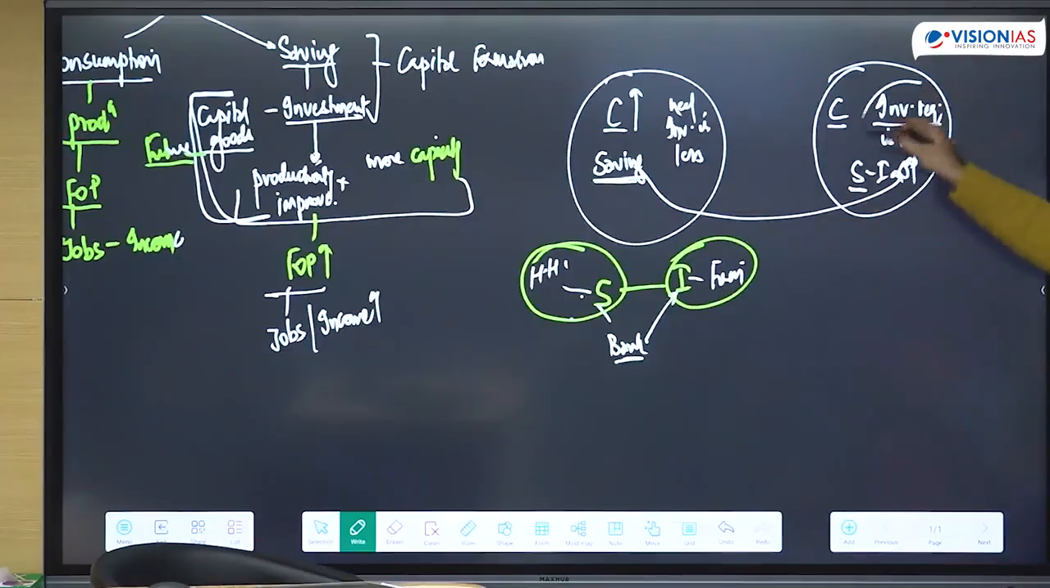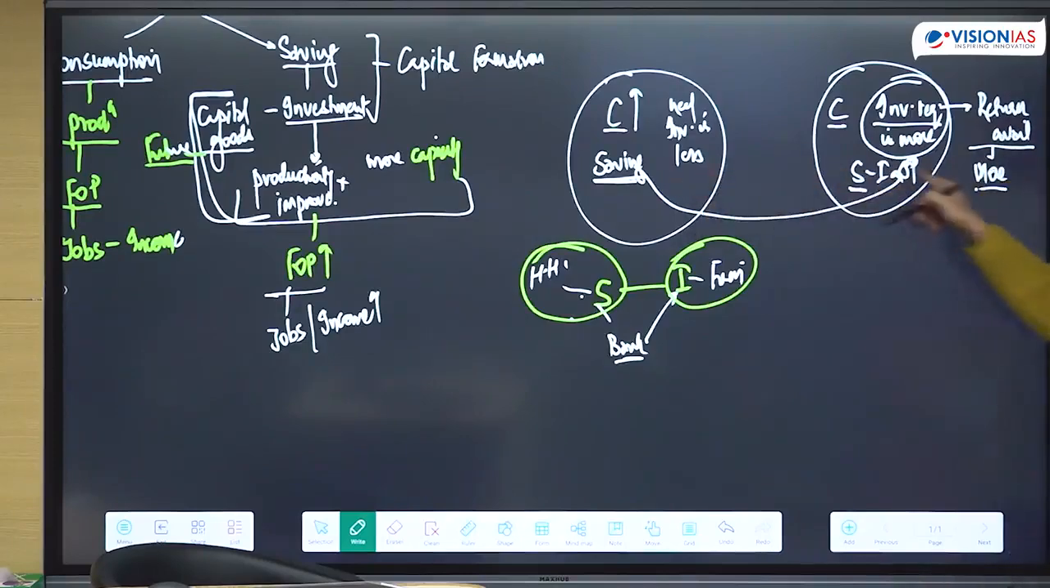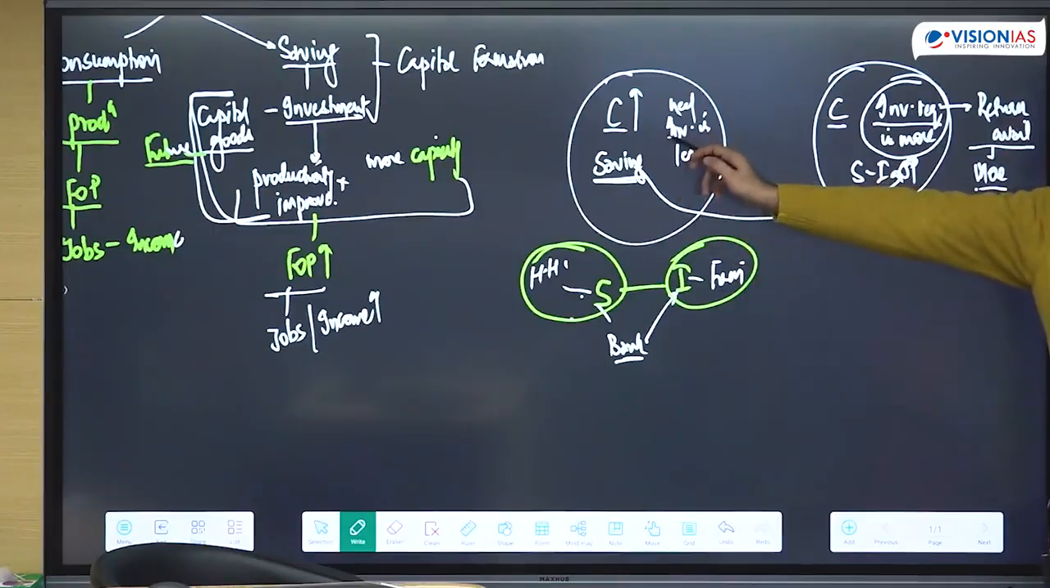Why? Because investment requirement is more. If investment requirement is more, that means the return available will be more. Return available is more, so that means foreign savings will come in India as foreign investment. Is it clear why people get a lot of funds in India? Because their savings are not required in US.